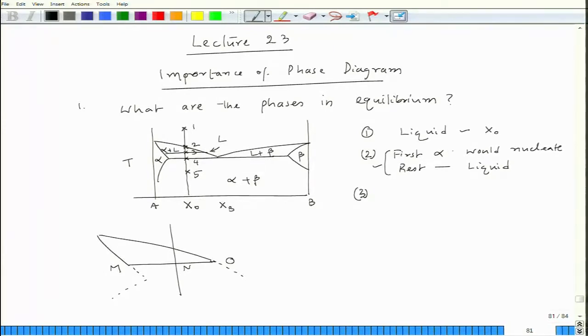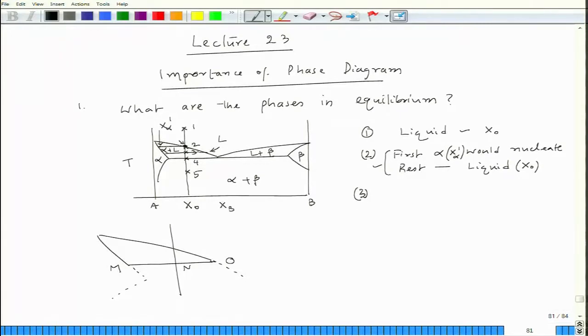And here, the first alpha that is forming, that composition would be, if I draw a line here, this one. So, that composition is x alpha 1. And the liquid would have composition the same as x0, because the liquid composition is lying here.